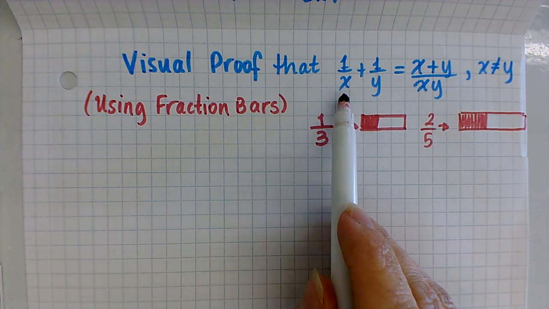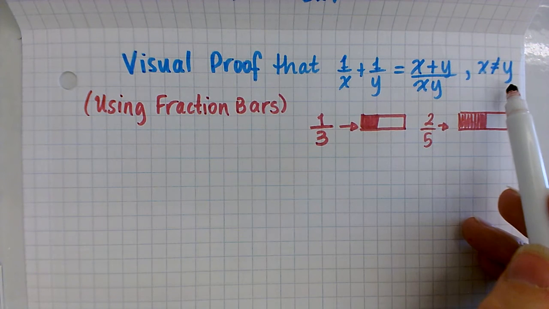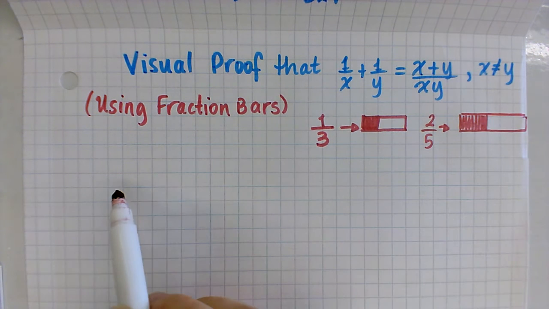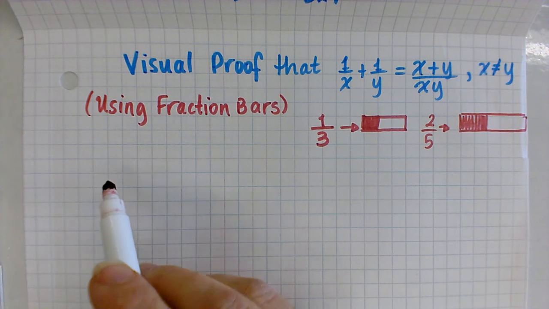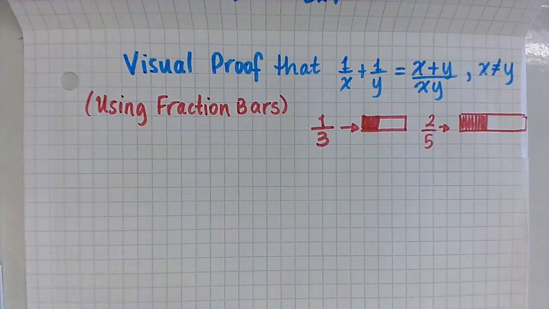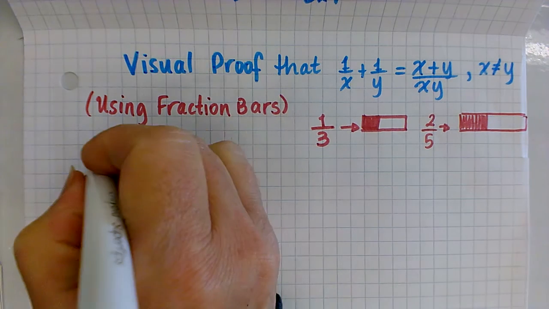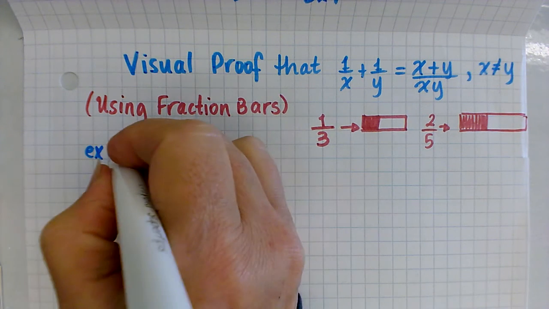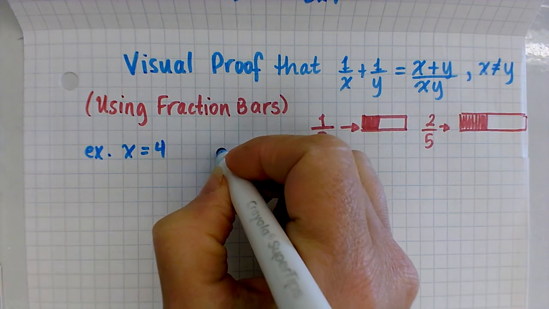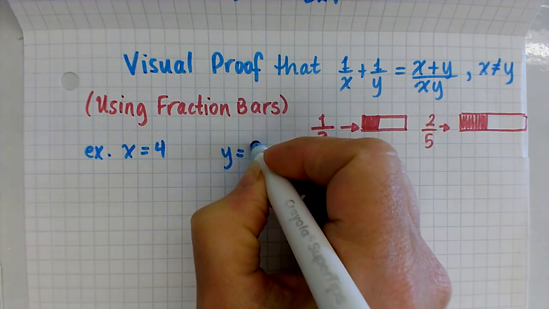So I've got 1 over x plus 1 over y, and I've got this additional information that x and y are not the same size. They're not equal to each other. So when I set up my fraction bars, they can't be equal to each other. So for the purposes of this example, x is 4, and I'm going to choose to make y equal to 3.